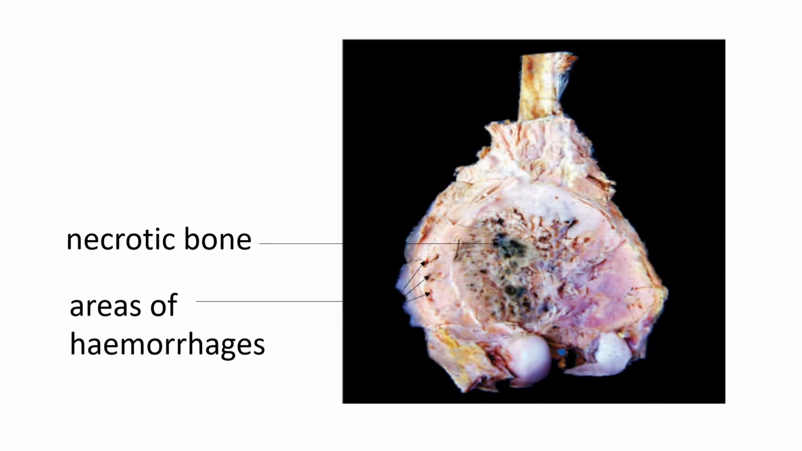This image of a bone with osteosarcoma showing the areas of necrosis and areas of hemorrhages. Completing the gross morphology, let's move on to the histology. First, let's see about the sarcoma cells.